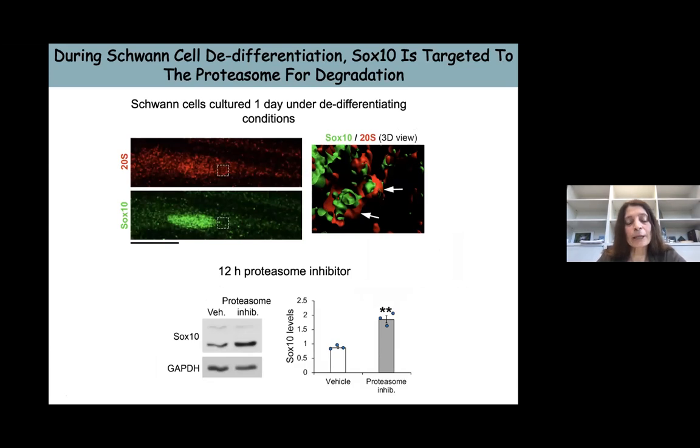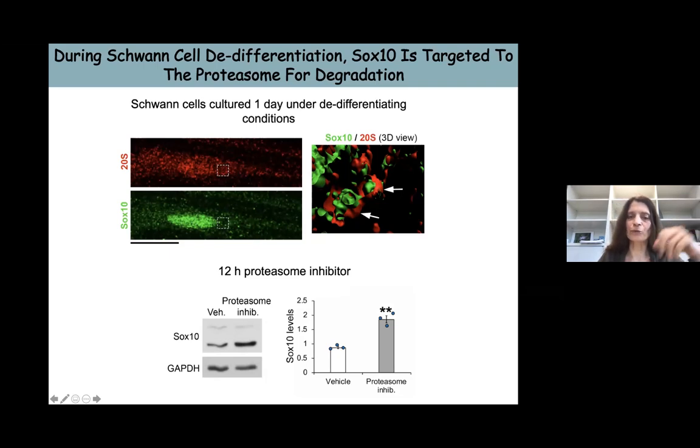Then we wanted to know, actually it was already published, but we wanted to double check, whether SOX10 is degraded in the proteasome, and whether after lesion or in a de-differentiated Schwann cell that would mimic a lesion, SOX10 would be degraded in the proteasome. So to look at that, we did co-immunofluorescence of SOX10 with the 20S subunit of the proteasome, and we could see indeed that some of the SOX10 localized in the cytoplasm was enwrapped by the proteasome.